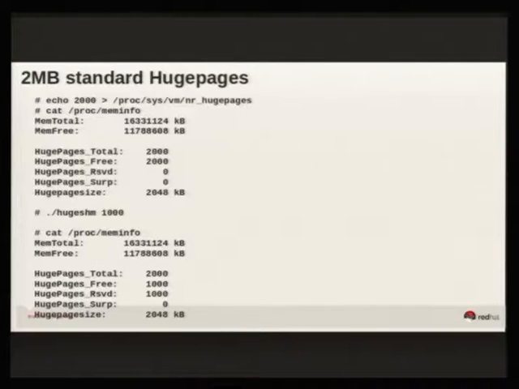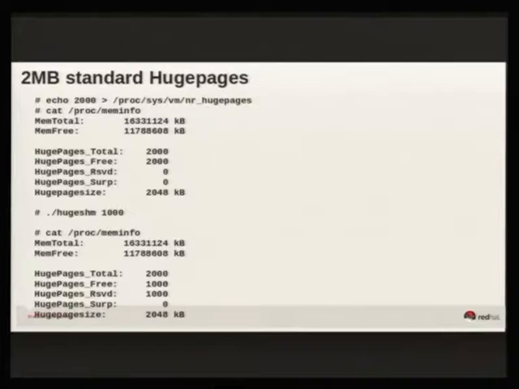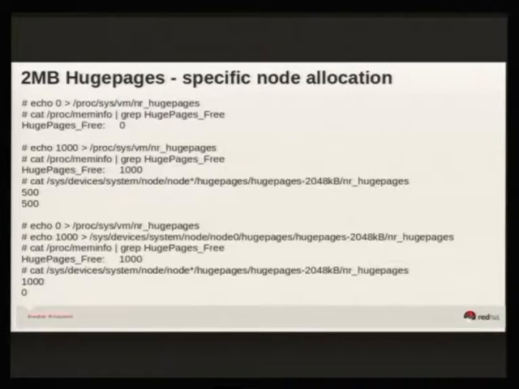I wanted to say that this stuff was all designed before NUMA sort of came into the picture. If you say I want 2,000 pages, if it's a 2-node system, it'll go out and put 1,000 on each one of the nodes. So that's basically what this shows: if you say 1,000 in /proc/sys/vm/nr_hugepages, then it'll distribute them, 1,000 on each node.